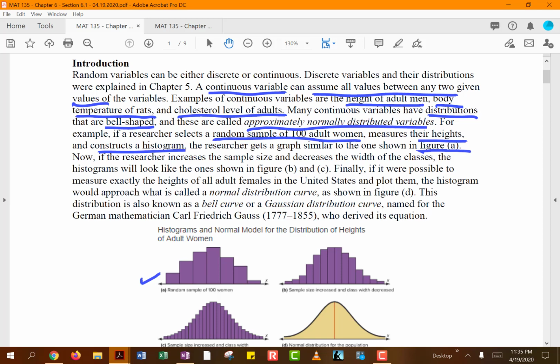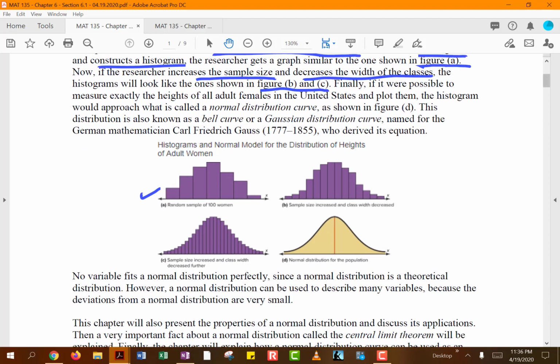Now, if we increase our sample size, so maybe instead of 100 women, we go up to, let's say, 1,000 women, or maybe even more, and then decrease the width of all our classes, so instead of having the width like we do in figure A, we narrow that width down, then our histogram could end up looking like one of the figures B or C. So depending on what your sample size is and what you decide the width of your classes should be, you could get a histogram which looks like figure B over here or figure C over here.